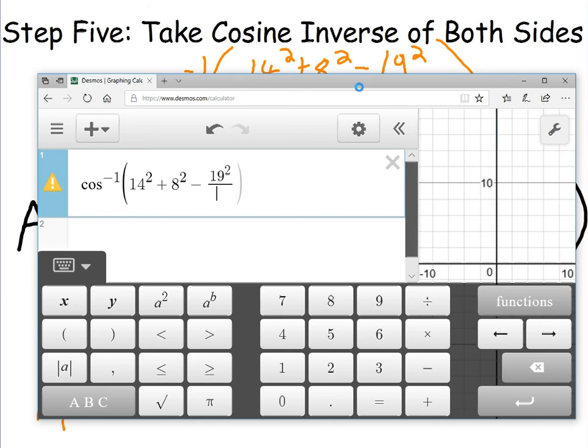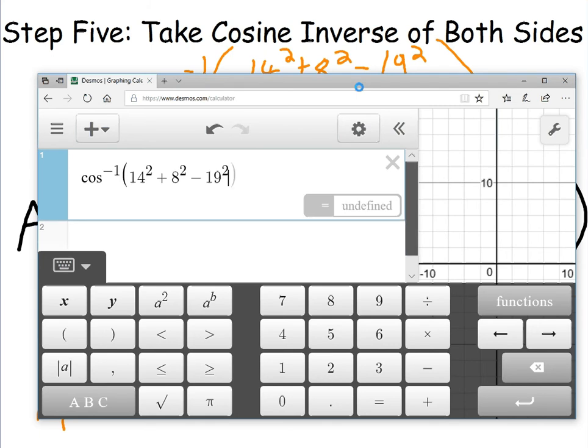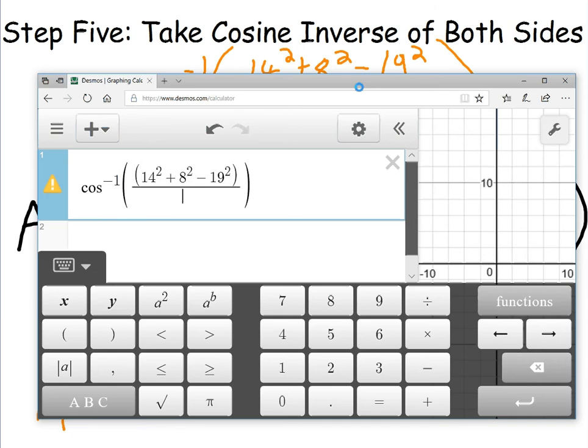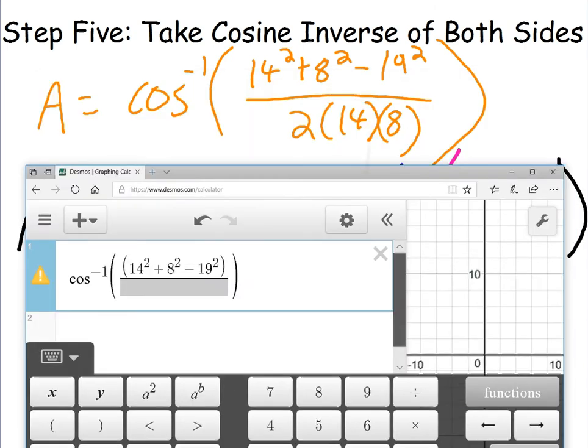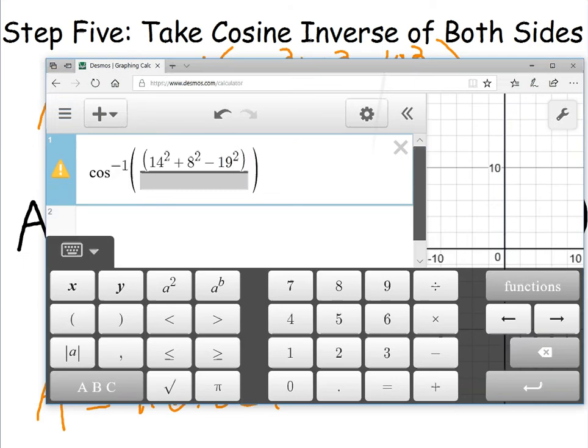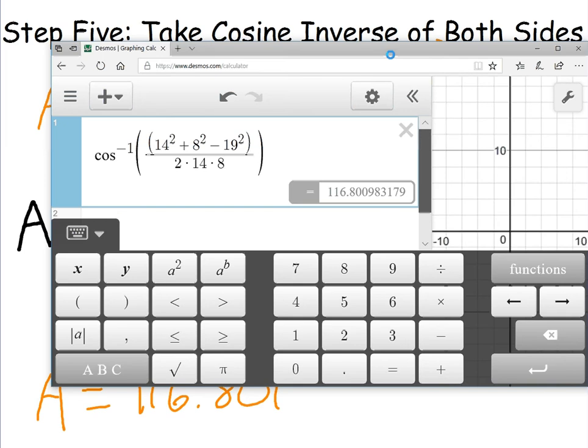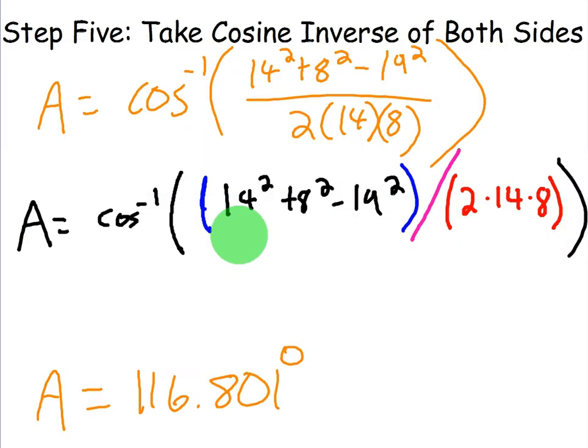Okay, so see, that's not the way we want it. We want all of that to be divided. So I'm going to put an extra set of parentheses inside of here if it'll let me. There we go. And then hit divide, and that way all of that's on the top of the fraction, all divided by 2 times 14 times 8. And there you go, 116.801. That will give us our big A.